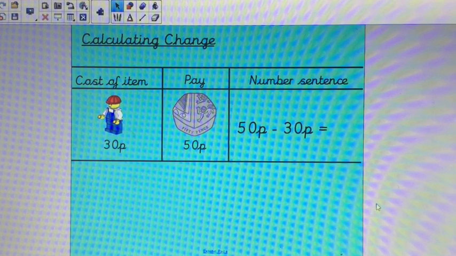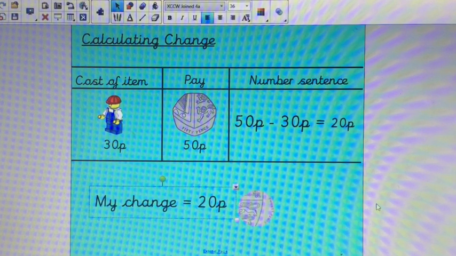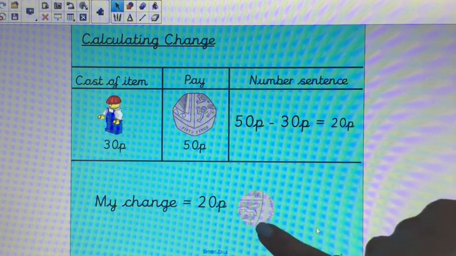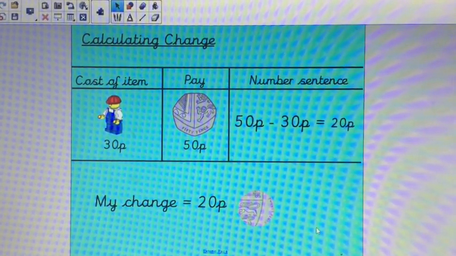Okay, let's go through the answer. 50p take away 30p equals 20p. So my change is going to be 20p, and I could get that in the form of a 20p coin, or I could have it in 2 tens.